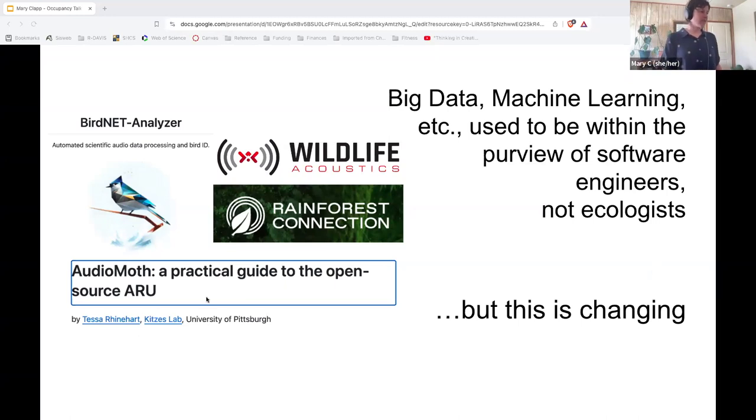The Kitzes lab at the University of Pittsburgh has been hugely important in moving forward open sourcing machine learning tools, as well as creating really helpful practical tutorials about how to go from the very beginning of even assembling an AudioMoth and setting it out in the field, to every environmental consideration you need to make, all the way downstream to how to build a machine learning model, process the output, and then interpret it. So shout out to them as well.